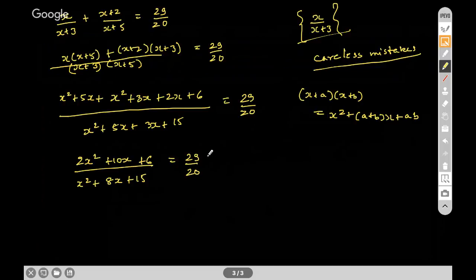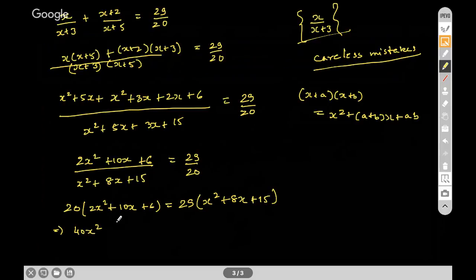Now is the time to do cross multiplication. So it is 20 times 2x square plus 10x plus 6. I hope I am not making any mistake. 29 anyway I will be checking. So 29 times x square plus 8x plus 15. Exactly, this will be the scenario when you will be writing the exam. So let us now calculate. It is nothing but 40x square.